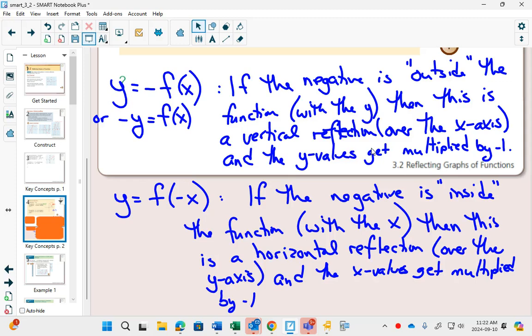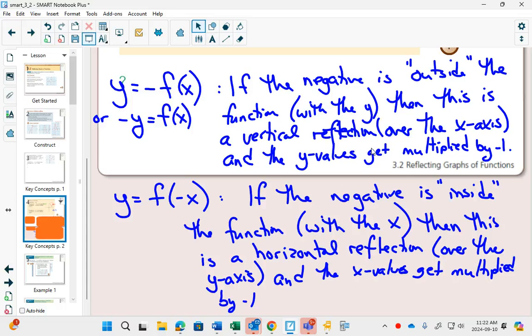So the idea now, with the negative outside, you saw that before with parabolas. You take a basic parabola, the negative made it open down. Okay? But now we're going to also have negatives inside and outside. Again, everything outside is going to be vertical, and everything inside horizontal. Outside affected the y. So we saw translating up and down affected the y.